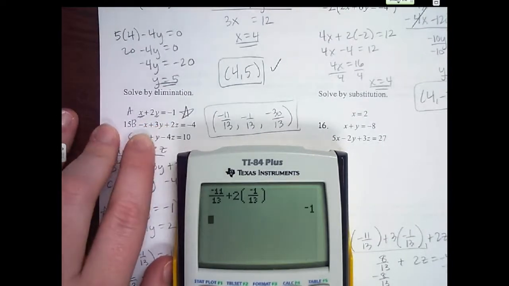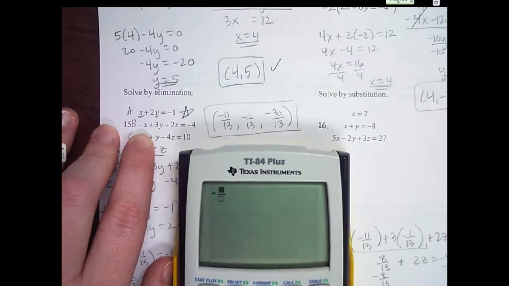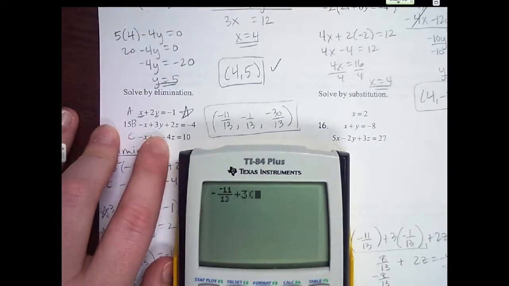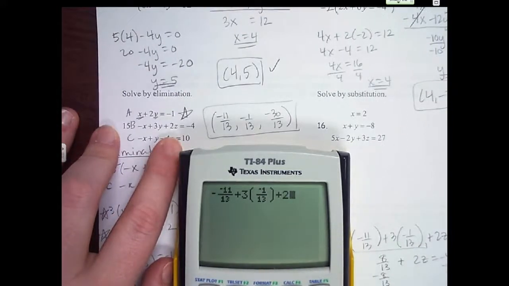Let's go to the second one. I have negative x, which is a negative 11 over 13, plus 3 times the y, which is negative 1 over 13, plus 2 times the z, which is negative 30 over 13. I hope this works because this is ugly and I am sorry about that. Negative 4, that one worked.